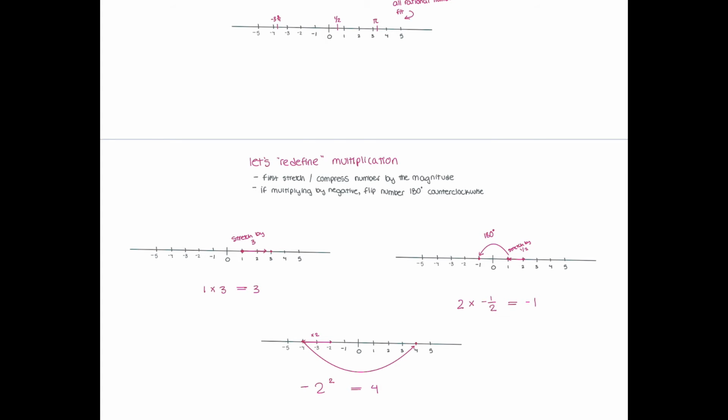To model negative 2 times negative 2 is equal to 4, we need to start our dot at negative 2. Then we stretch our number line in the same direction by a factor of 2, so that our dot ends up at negative 4, and then because the second number is negative, we flip our dot 180 degrees counterclockwise and we end up at 4.